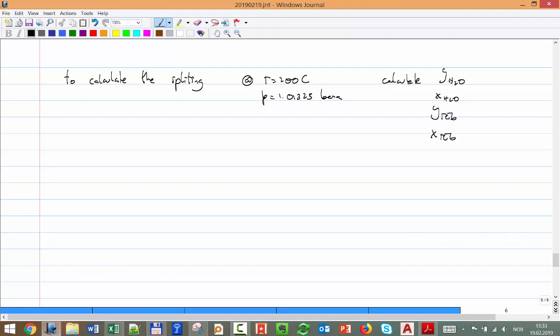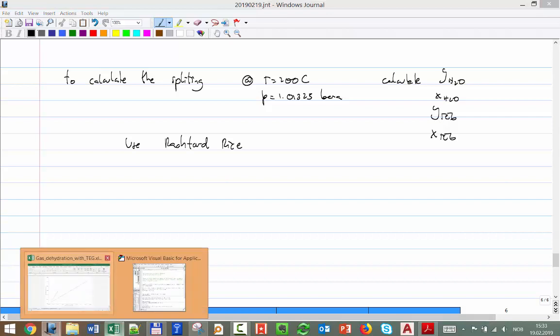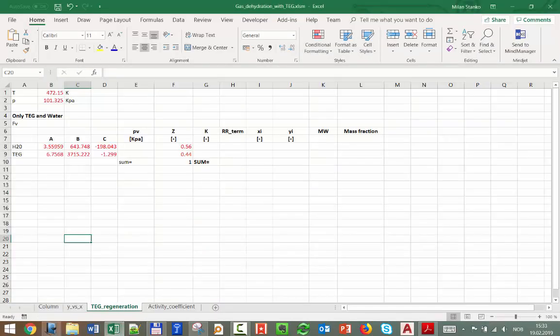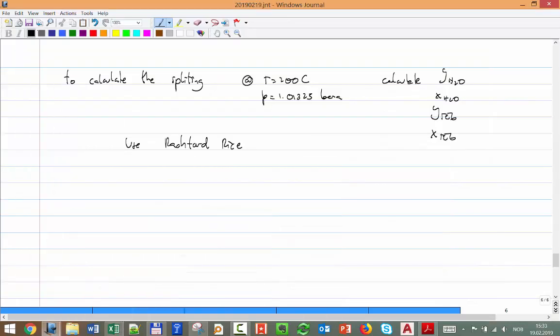We are going to use Rachford-Rice again, that you are very familiar with and you should have no problem doing, right? You remember very well. And that's this part, the regeneration. Here we have, actually it's not 200, 199, and a pressure of 1 bar. So the first step, if you remember, for Rachford-Rice was to estimate this K, this splitting factor. That's the first step.